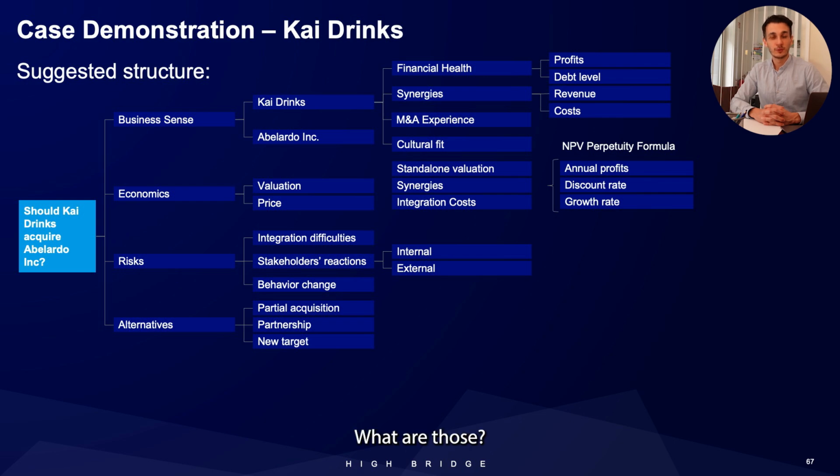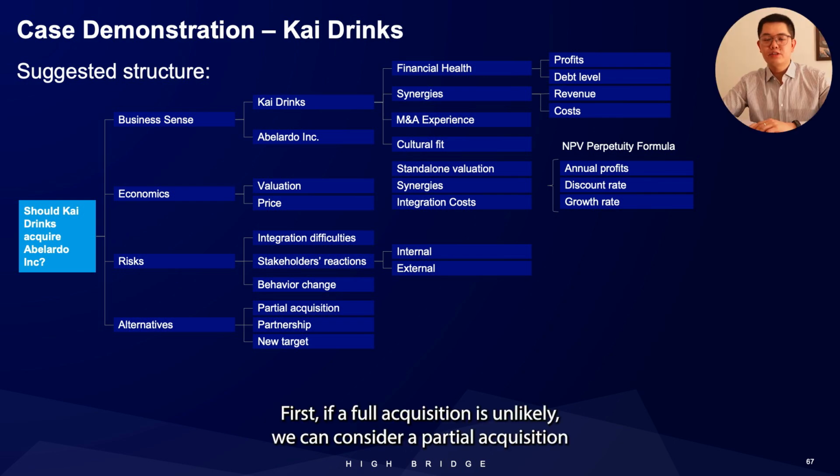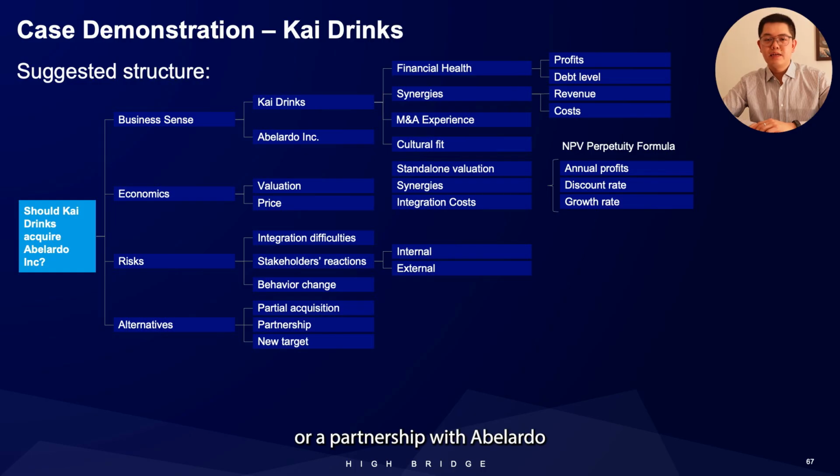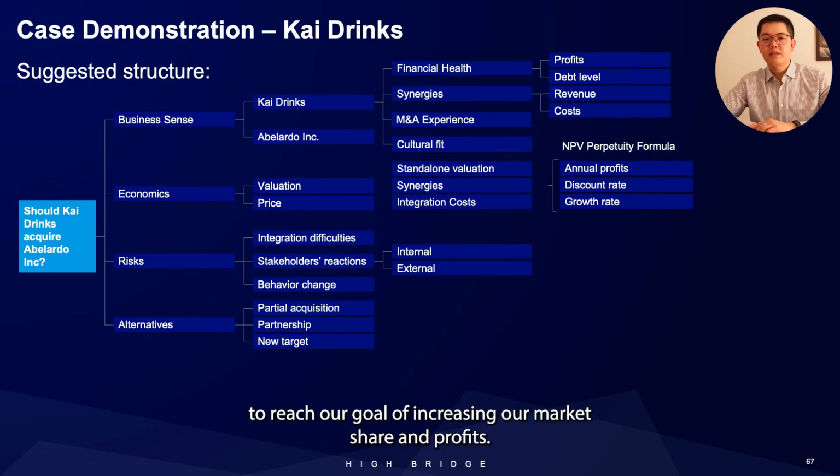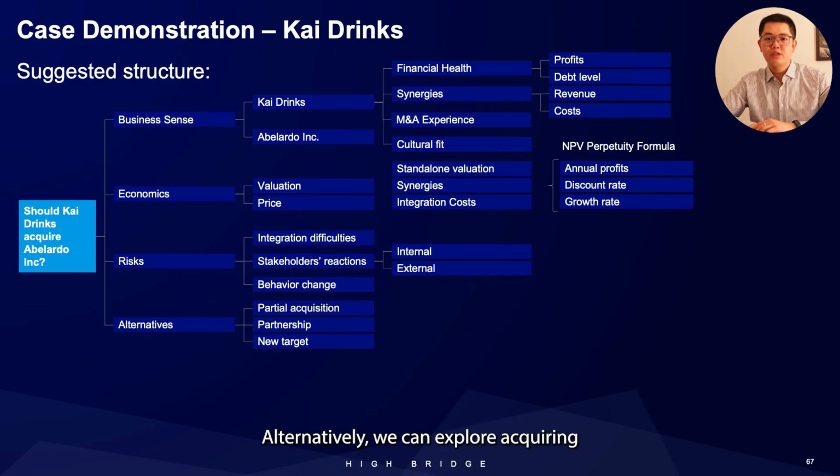Great. What are those? First, if a full acquisition is unlikely, we can consider a partial acquisition or a partnership with Abelardo to reach our goal of increasing our market share and profits. Alternatively, we can explore acquiring another company or even entering new markets.